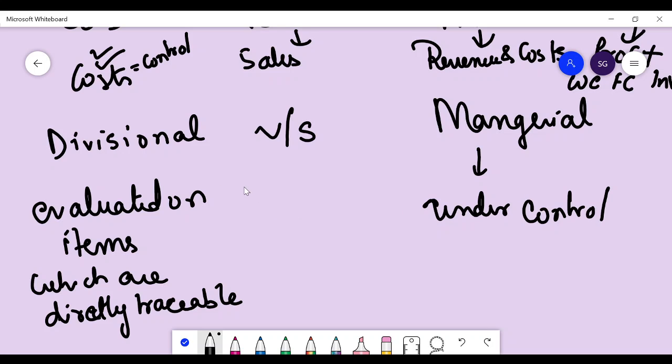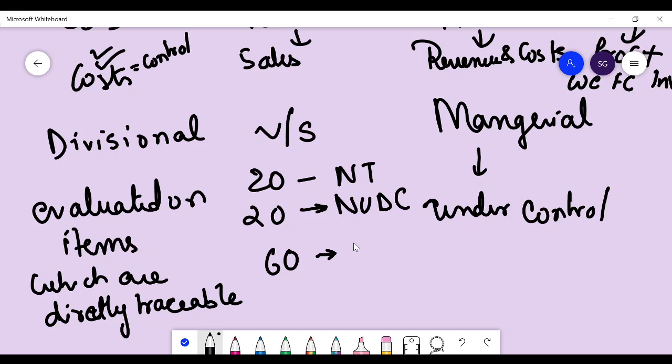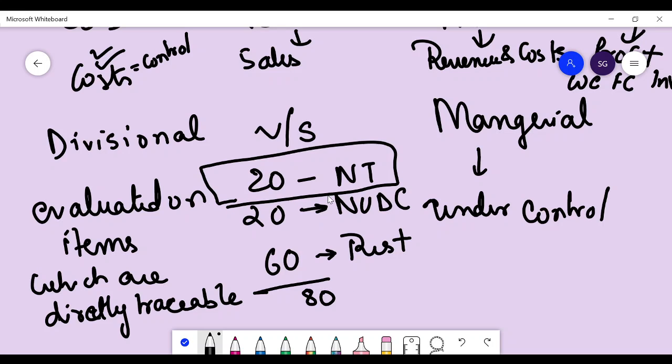For example, if in divisional we have 20 rupees that is not traceable and 20 rupees that is not under divisional control, and the rest is 60, we will use 80 because we will not include the one that is not traceable.